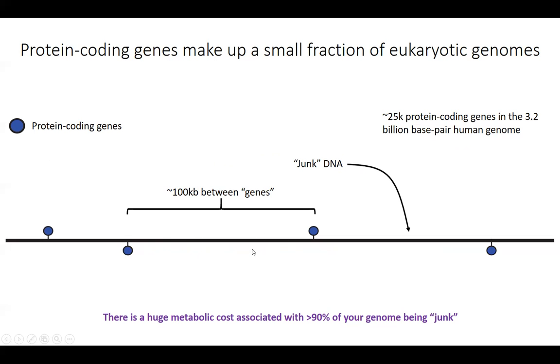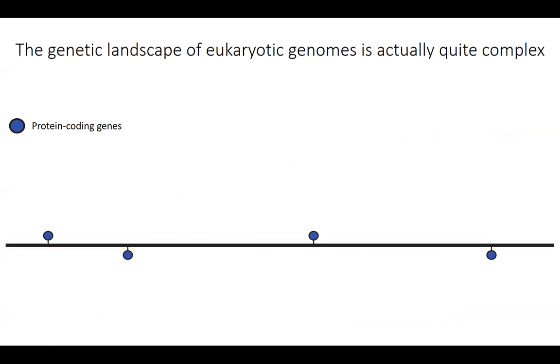You could think there's probably not a great reason to have that much junk DNA, because there's a metabolic cost. If you think about replicating all of this and keeping it silent, there's a lot of ATP involved with that. So why do we have all of this? Okay, the real picture is pretty different than this.